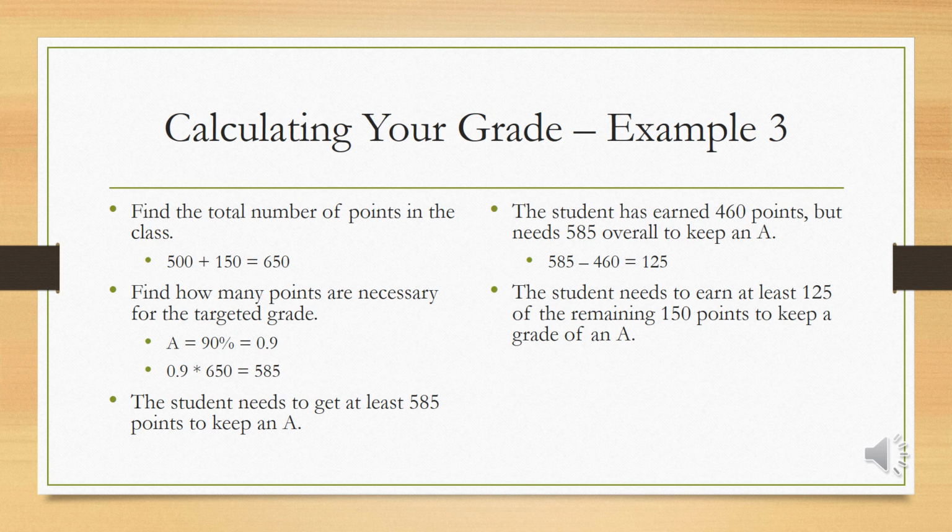So the student needs to get at least 585 points to keep an A in the class. The student has already earned 460 points, but needs 585 to keep the A. So you take 585 minus 460 and you get 125. So the student needs to earn at least 125 of the remaining 150 points to keep a grade of an A.